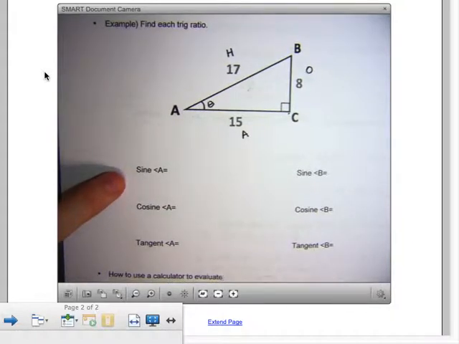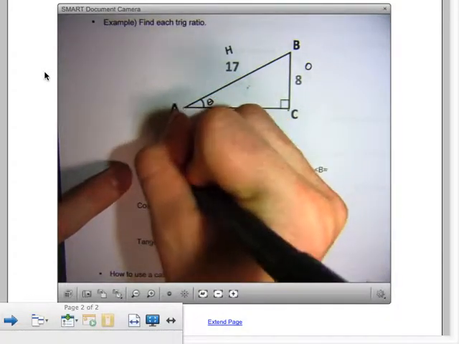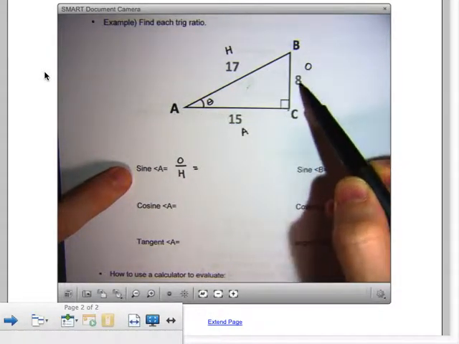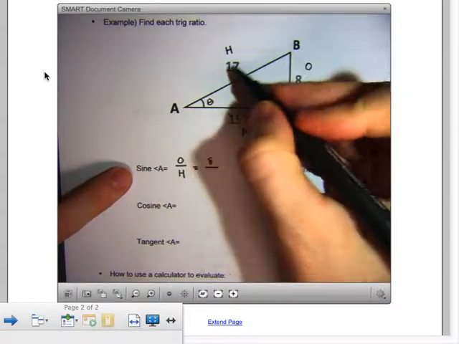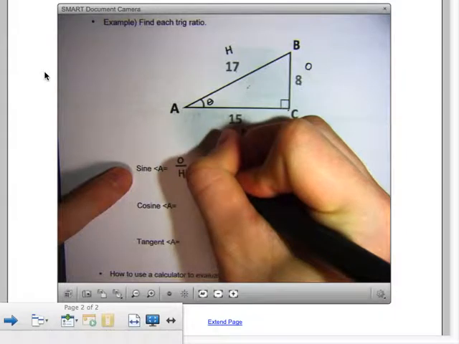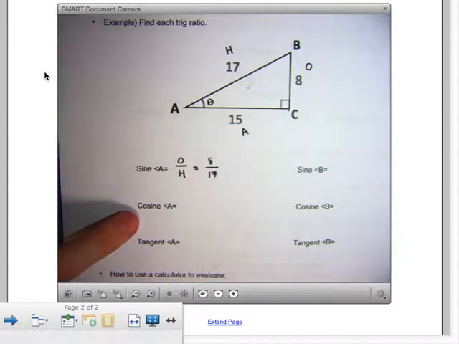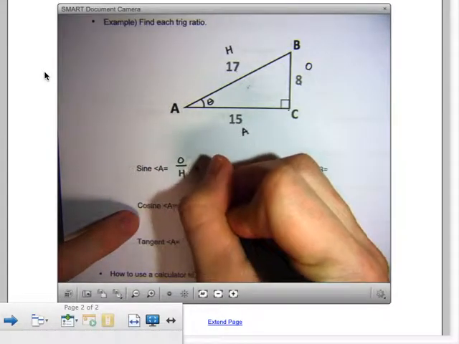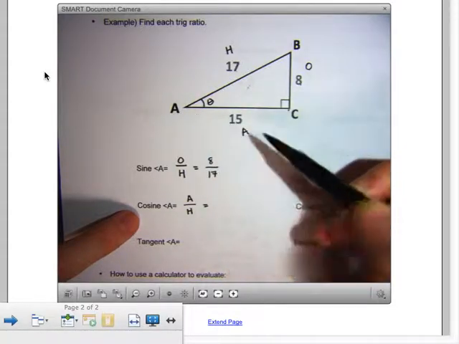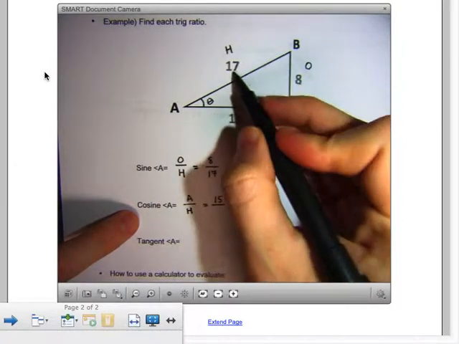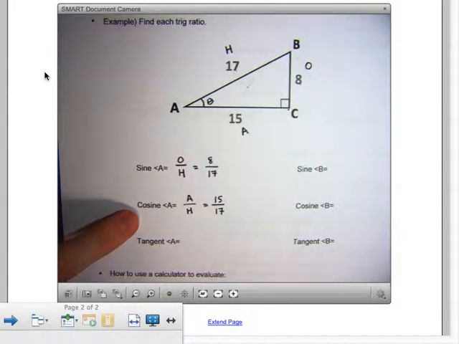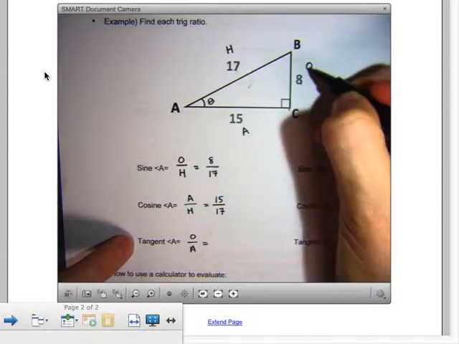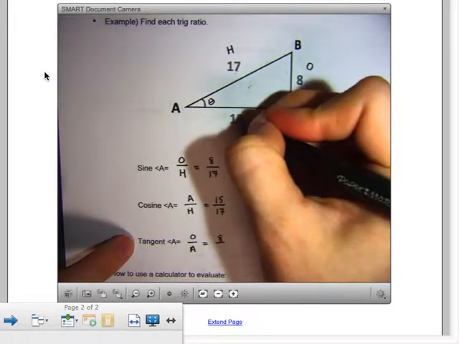Okay, so sine. If you go back to your trig ratio, sine is O over H, or opposite over hypotenuse. My opposite is 8 over my hypotenuse is 17, so 8 over 17. Cosine is adjacent over hypotenuse, or A over H. So here my A is 15 and H is 17, so 15 over 17. And the last one, tangent, is O over A. So O is equal to 8, A is equal to 15.